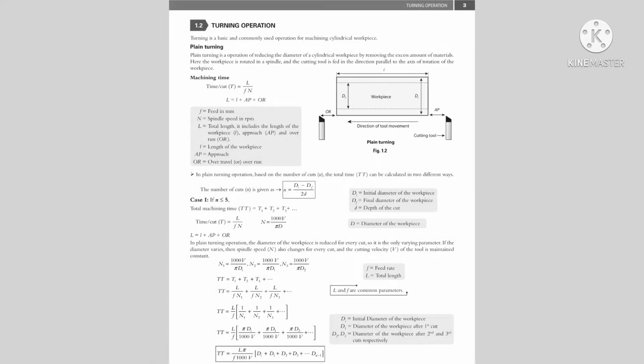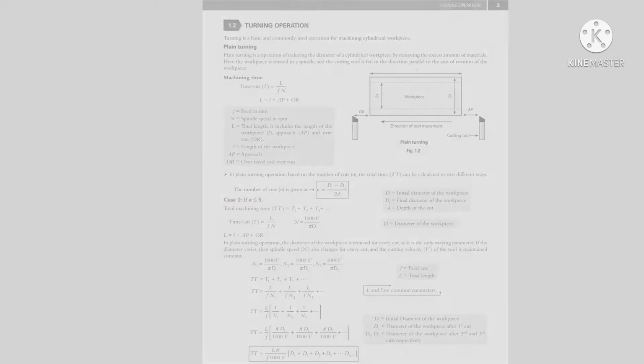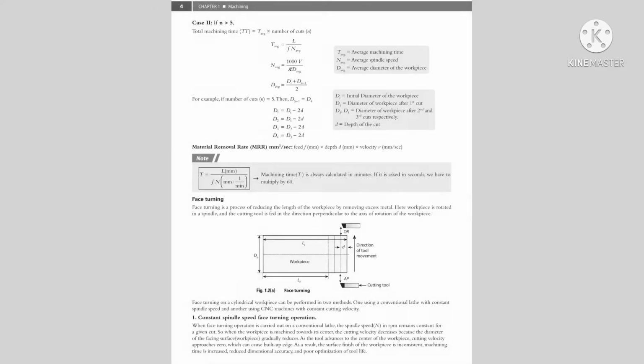There are three types of turning process, under which the first one is plane turning. Here a small basic definition of plane turning is given, followed by the expression for machining time. In plane turning operation, based on the number of cuts, the total time can be calculated for two different conditions. Total time for the first case is calculated when the number of cuts is less than or equal to 5. Similarly, total time for the second case is calculated considering the number of cuts greater than 5.